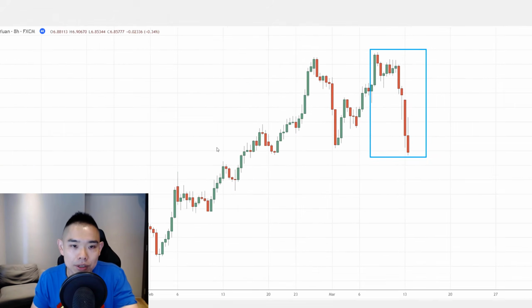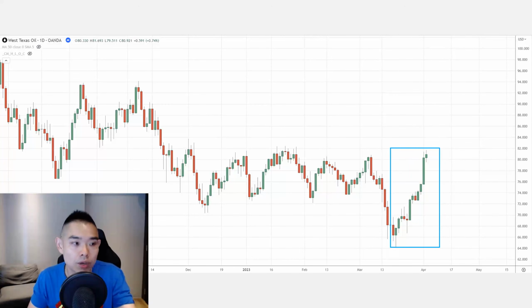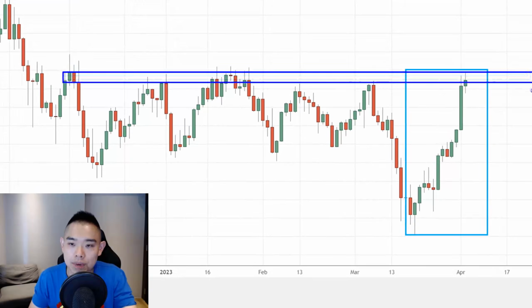So here's another example of a power move into resistance. Again, the concept is the same. The only difference is that now it's just a power move into resistance.